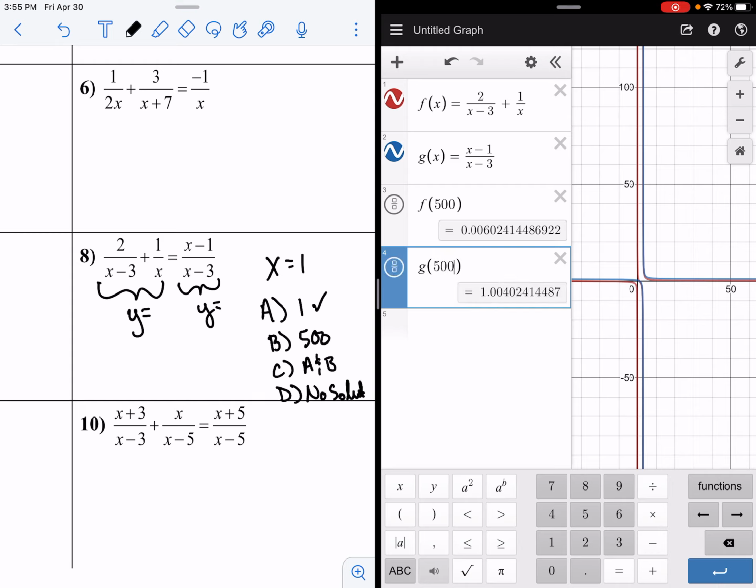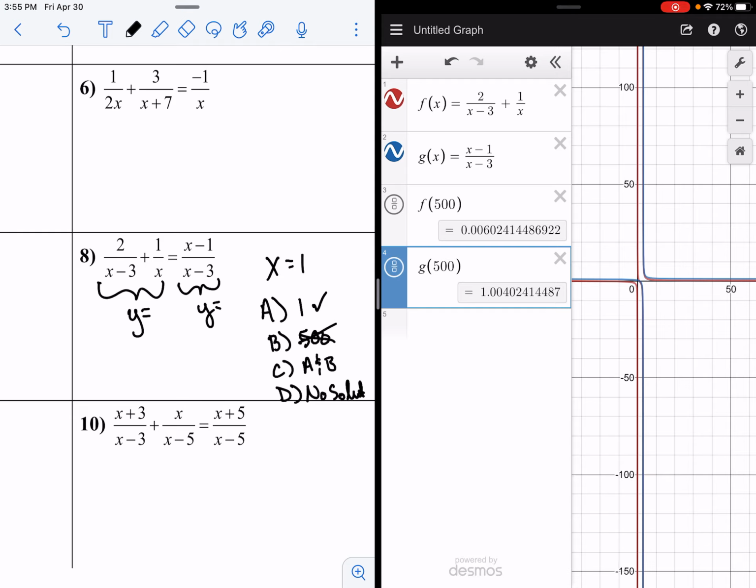Well, 0.006 and 1.000 are two different values, so that's wrong, which makes B wrong. It also makes C incorrect because it says B was part of the answer, which we just said was wrong. And then no solution is also wrong because we already proved that answer choice A, the value 1, worked. So that's just another way you can solve by graphing as well.